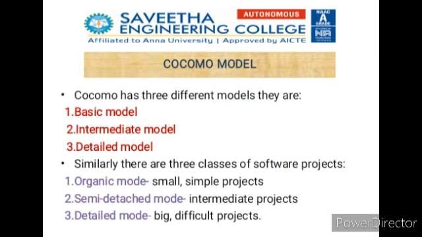There are three types of models in the Cocomo model. They are the basic model, intermediate model, and detailed model. As given by the names, they also follow the same modes. Organic mode is for small and simple projects. Semi-detached mode is for intermediate projects. Embedded mode is for big and difficult projects.